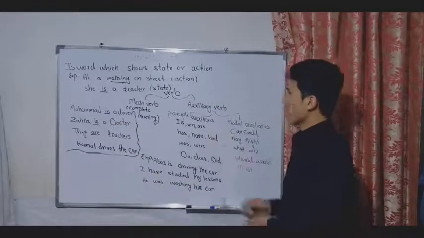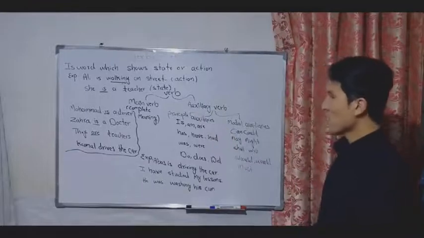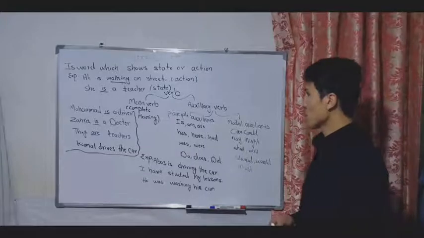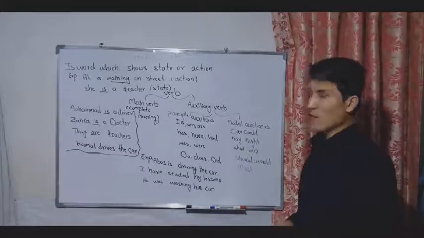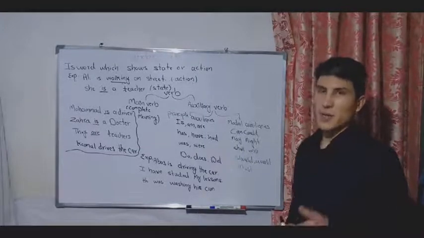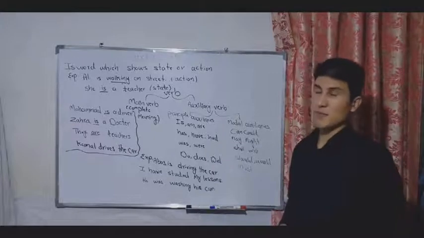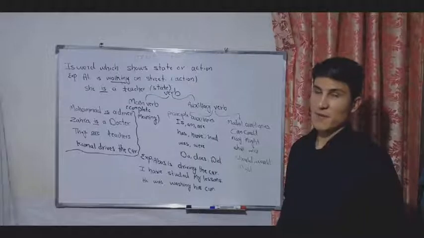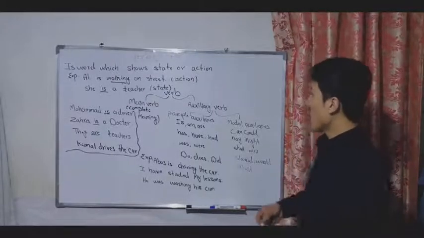But what are auxiliary verbs? Auxiliary verbs are those verbs which are used to form the tenses, for example, present tense, simple past tense, present continuous tense, past perfect tense, present perfect tense, and etc.